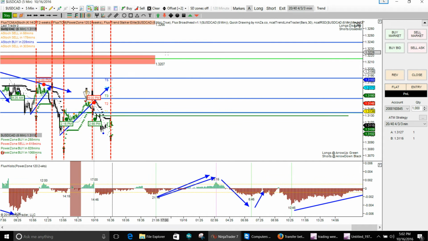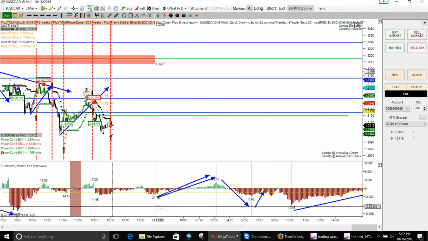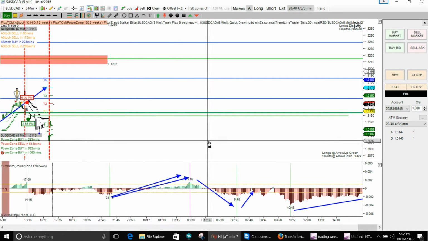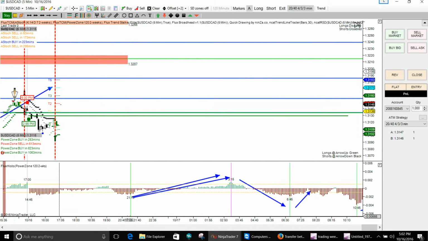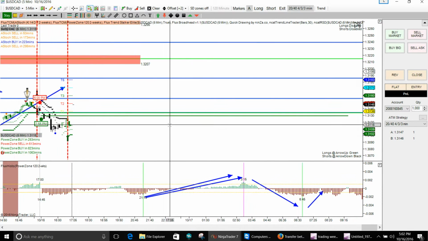Back, traders, trading the U.S. dollar Canadian. I don't need to say anything about this pair because the pair speaks for itself. It has made tons and tons of pips. Hands down, this pair is the best to trade on the Flux. That's why I always save the best for last, the U.S. dollar Canadian.